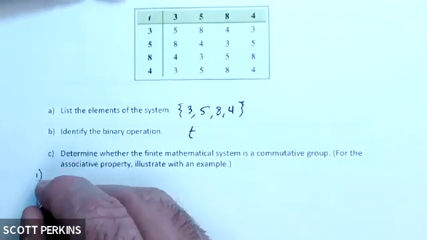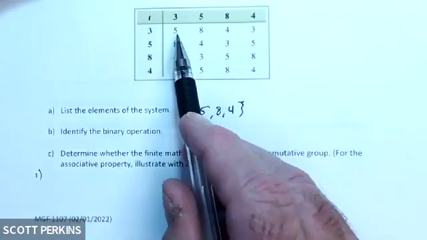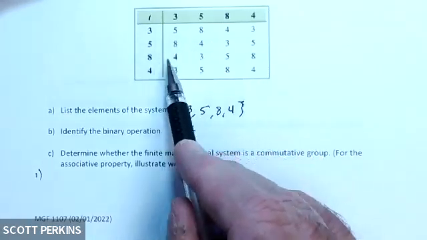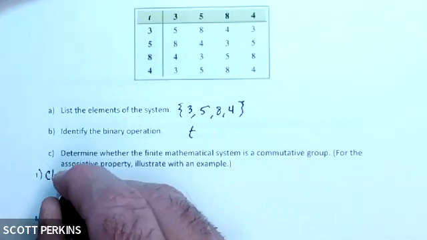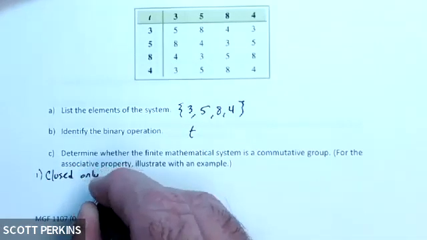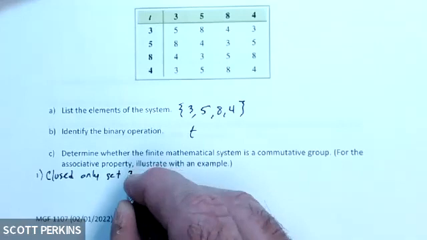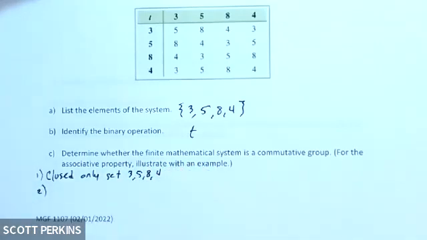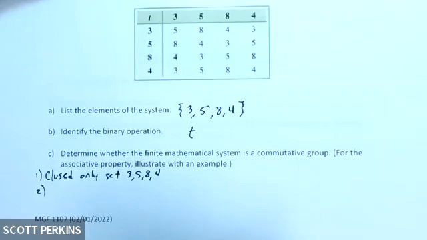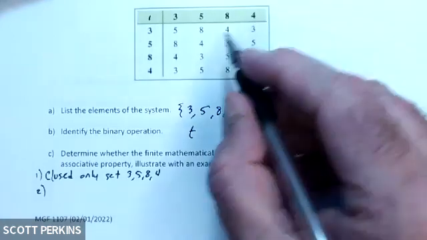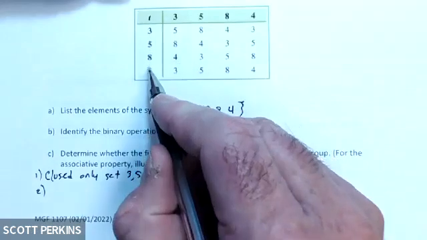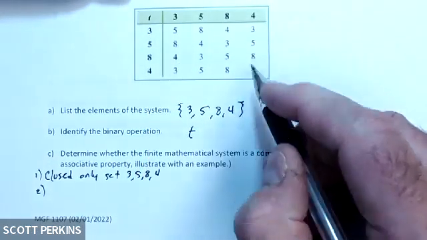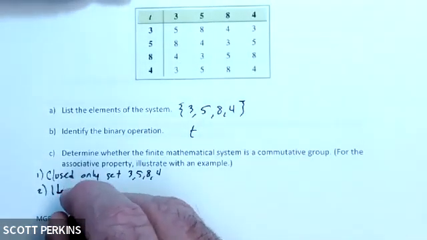So the first thing, is it closed? Well, all I see are 3s, 5s, 8s, and 4s here, so it's closed. We only get 3, 5, 8, and 4. Second thing, is there an identity? Is there an element that always produces what you start with? Yeah, 4. My first column is 3, 5, 8, 4, right here, 3, 5, 8, 4. So the identity is 4.